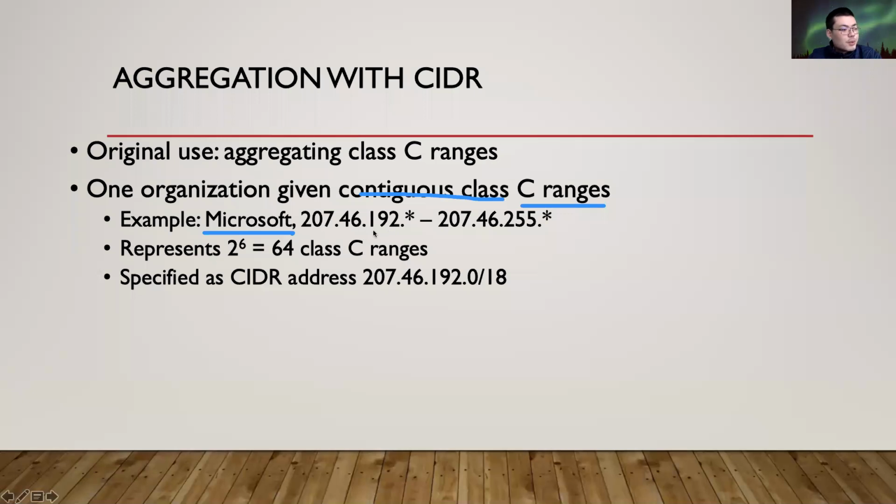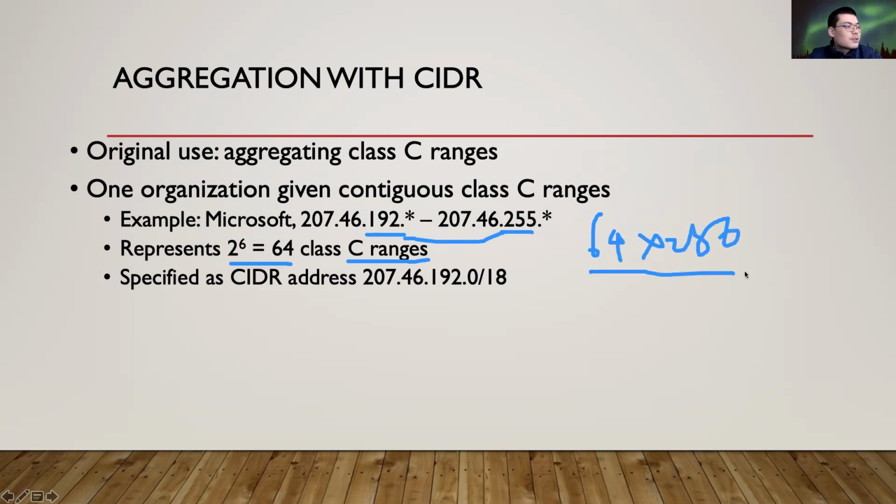We make it continuous because when you route to Microsoft, it's clustered. This range, 192 to 255: Microsoft will buy all of these, and within this range there are 64 class C ranges. So now we have 64 times 256, and this can support Microsoft. This is a larger number.